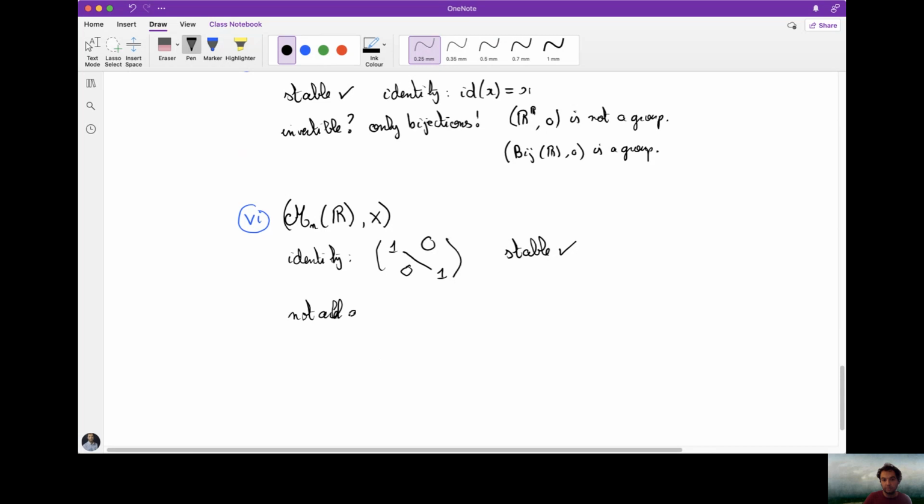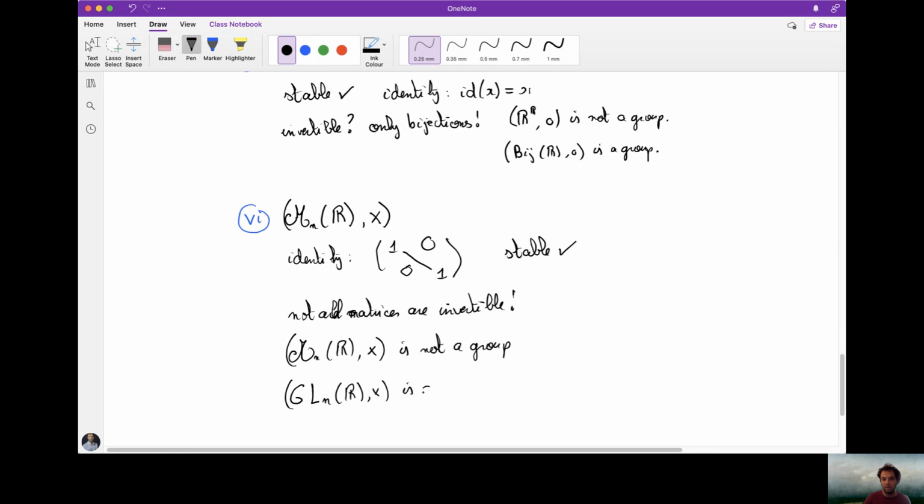Not all matrices are invertible. So M_n of R with multiplication of matrices is not a group. However, if you take just invertible matrices, which is usually denoted by GL_n of R, with multiplication it is a group. So this means invertible matrices.